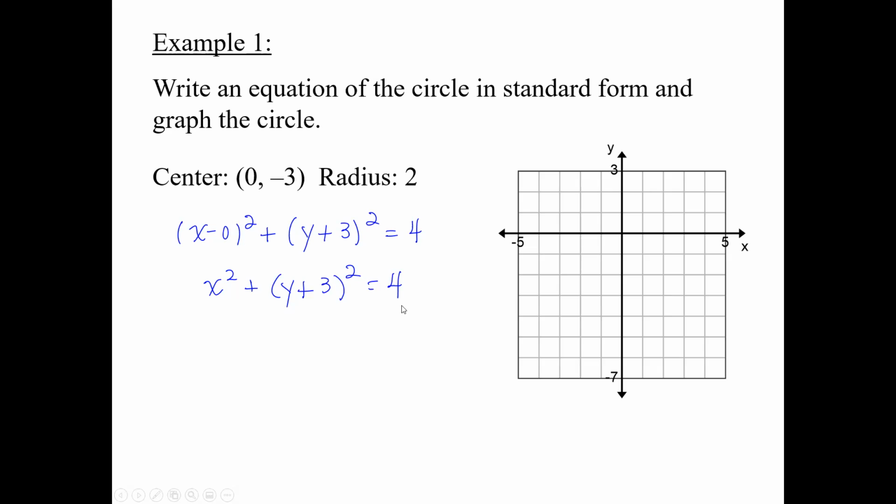Now we're ready to graph this. We've got our point 0, -3. So we're going to graph it here. Our radius is 2, so we count over 2 in all 4 directions. And then we connect the dots to create our circle.